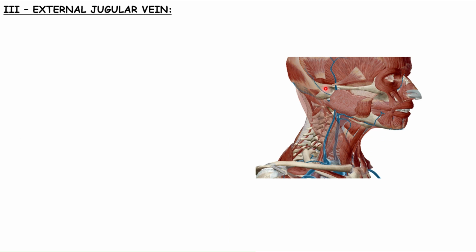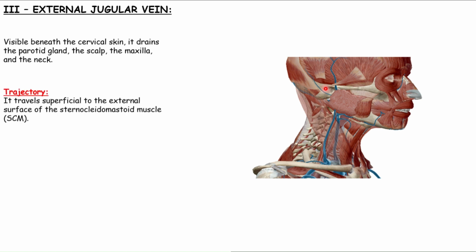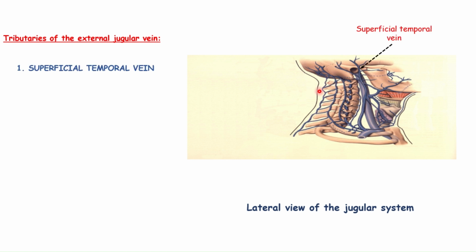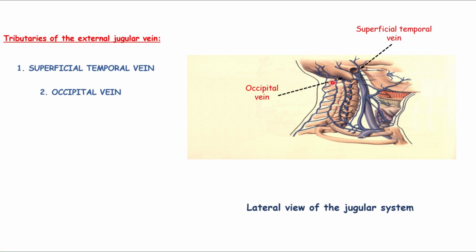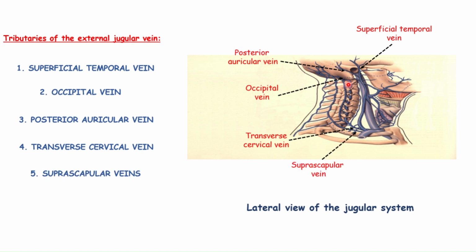Moving on to the external jugular veins. Visible beneath the cervical skin, it drains the parotid gland, the scalp, the maxilla, and the neck. It travels superficial to the external surface of the sternocleidomastoid muscle and ends at the base of the neck, forming the brachiocephalic vein. Tributaries of the external jugular vein include the superficial temporal vein, the occipital vein, the posterior auricular vein, the transverse cervical vein, and the suprascapular veins.